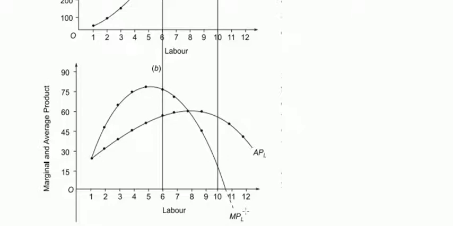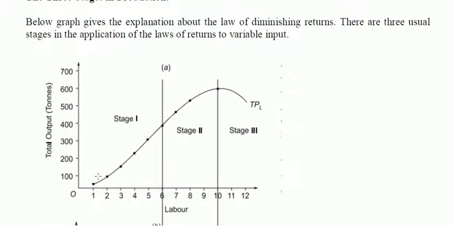And this one is MPL, which is marginal production. So this is the difference between the two outputs. For example, at one labor we are producing maybe 20 units, and at two, we are producing 100 units. So there is a difference of 80. So when two workers are working together, the second worker has added 80 units.